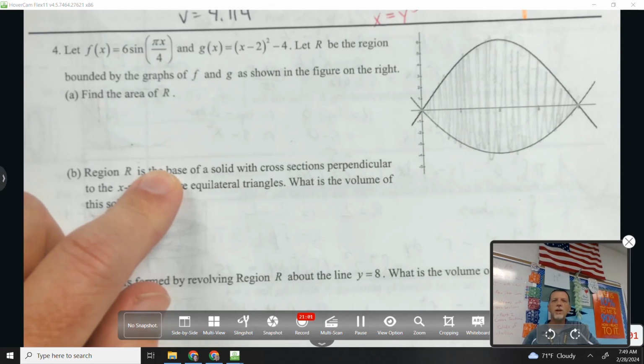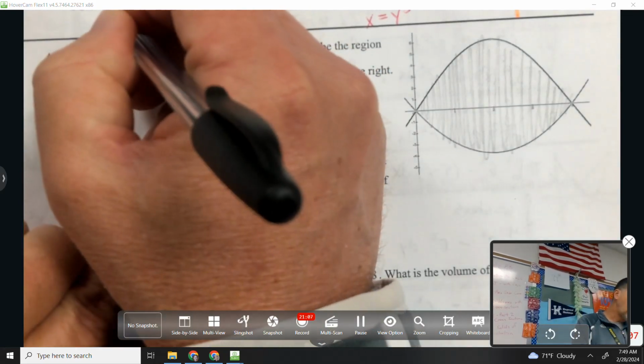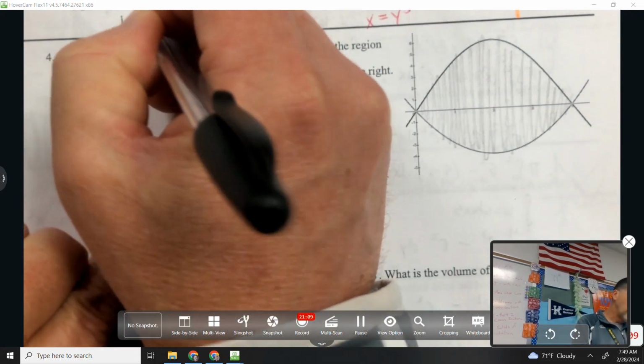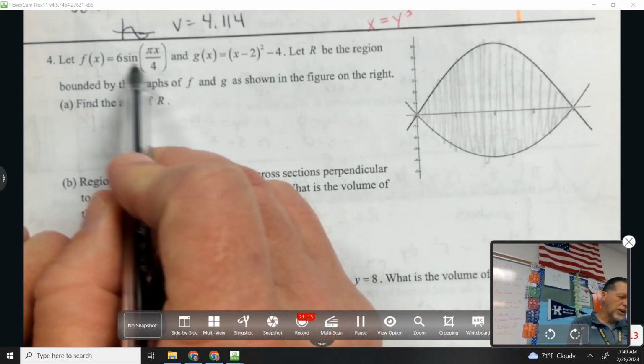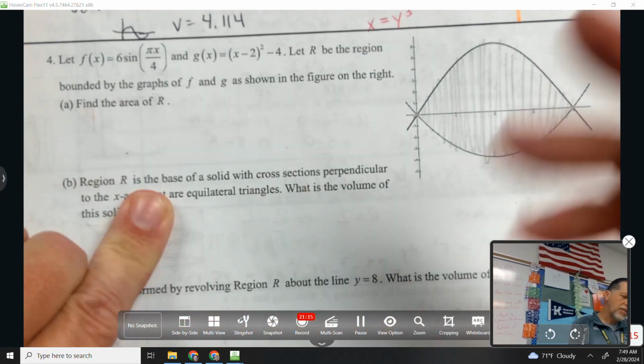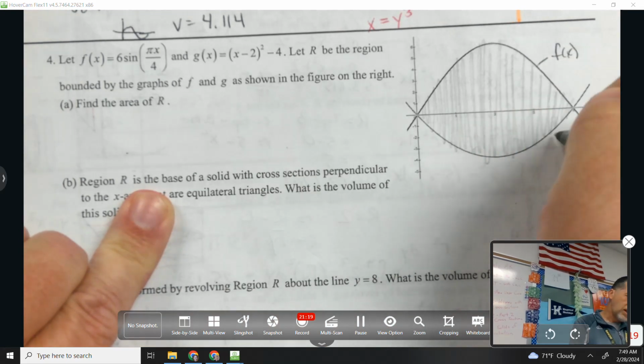How do you know the top one's f? I agree with you. Okay, because I know what a sine graph looks like. A sine graph starts at 0 and goes up and looks like that. There's been some adjustment to the period, but that doesn't affect the shape of this graph. So yeah, I know this top one is f of x, and the bottom one is g of x.